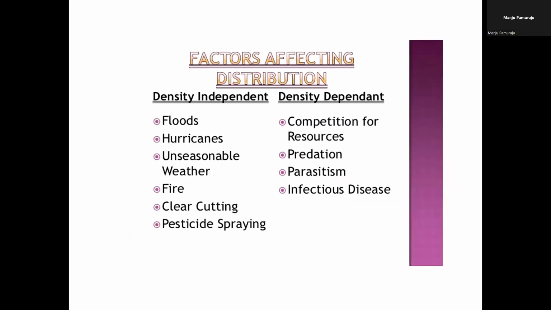The factors affecting distribution include floods, hurricanes, unseasonable weather, fire, clear cutting, and pesticide spray. These are density independent, environmental factors. Whereas competition for resources, predation, parasitism, and infectious diseases mainly influence the distribution pattern of organisms.